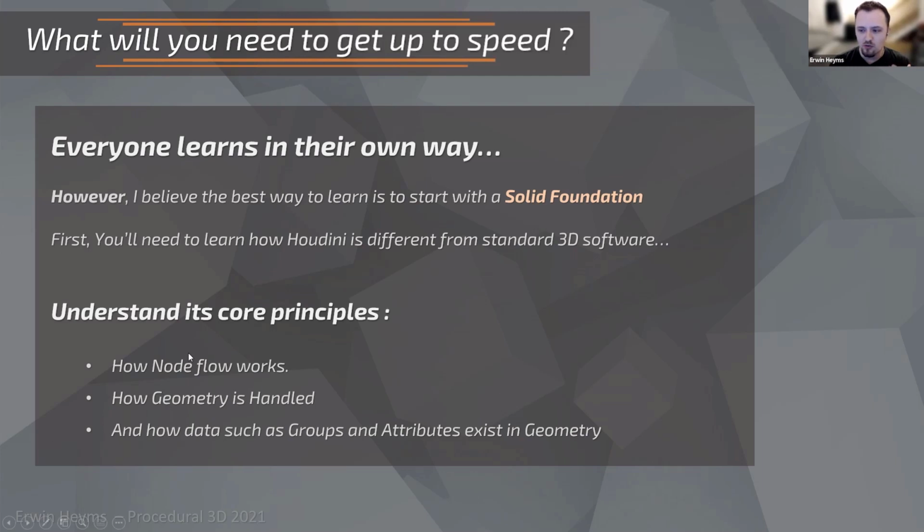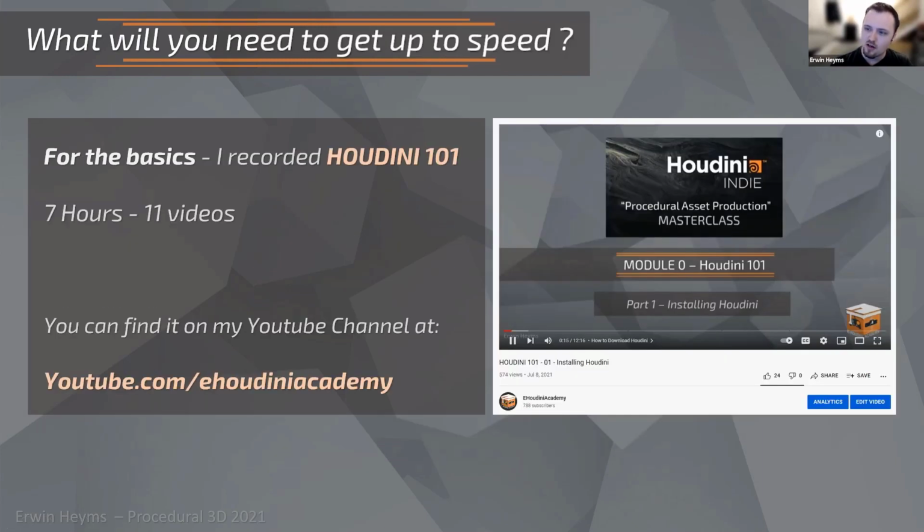So it's very important to understand some of the core principles, like how node flow works in Houdini, how geometry is handled, and how data such as groups and attributes exist inside geometry. So those are some of the core things you need to know. And for that, I actually created a video lecture series on YouTube under my channel, E-Houdini Academy. And it's about 7 hours long. It's 11 videos. It goes into the basics of Houdini, gives you a solid understanding. You can find it there.